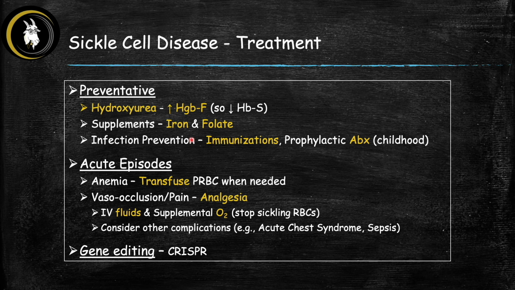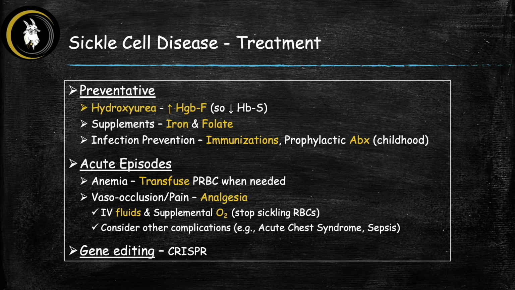And then the next important prevention is related to infection. Remember, the problem is asplenia, so high risk of infection. And the two key steps here are number one, immunizations, and number two, prophylactic antibiotics, which are given in childhood because the immune system hasn't matured yet.